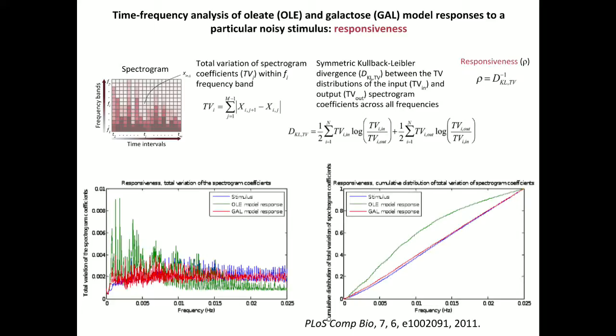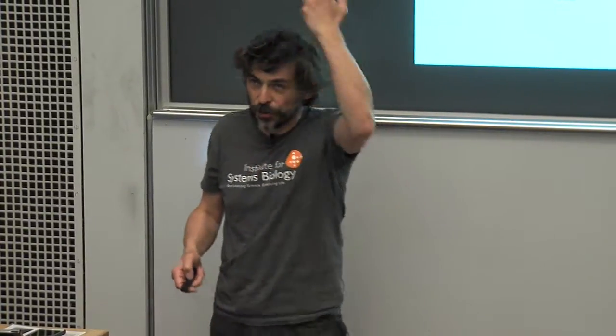One measure of responsiveness could be to look at total variation of these transform coefficients. In each frequency band over time, you look at the total variation of the spectrogram coefficients, and then you look at the input and output total variations in each frequency band and determine the Kolmogorov divergence between those distributions. And the responsiveness becomes 1 over the Kolmogorov divergence, which is to say that if they're very, very similar, it is very responsive. If the divergence is 0, then this will be very, very responsive because it's 1 over 0.